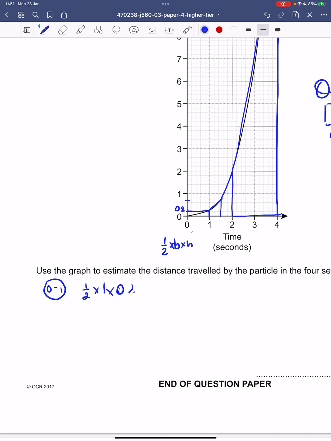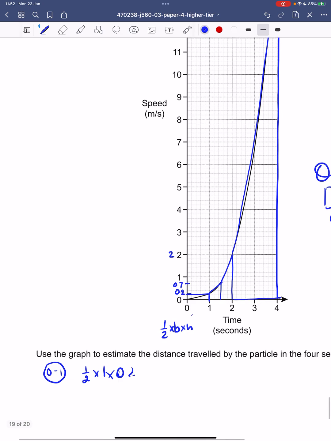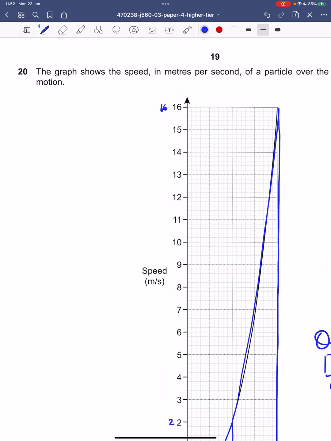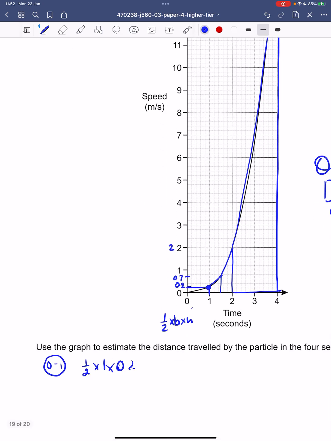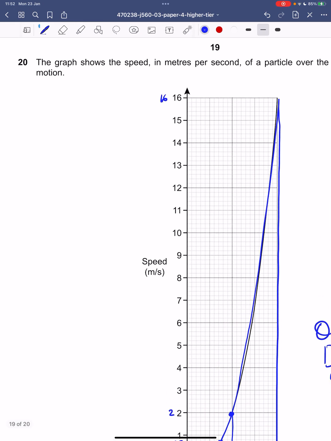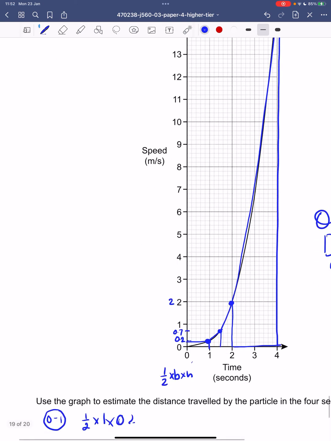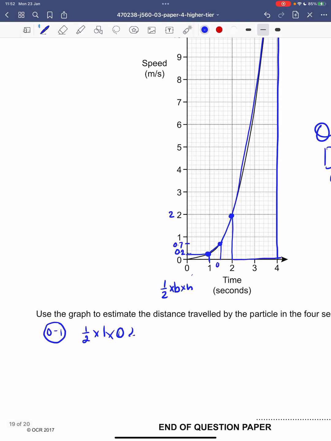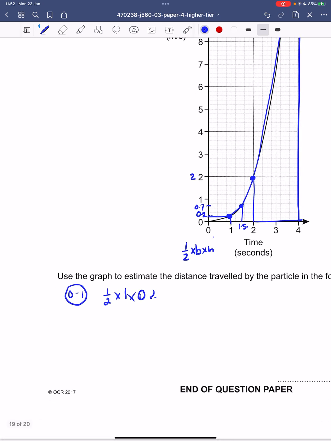So this one here, 0.7. This one here is actually 2. And that one there is actually 16. So I've actually worked out these heights, 0.7. That one's actually 2. And that one is actually 16. And that was 1.5 there, wasn't it? Right, so 0 to 1, a half base times height. So it's 0.2 divided by 2, 0.1 meters.